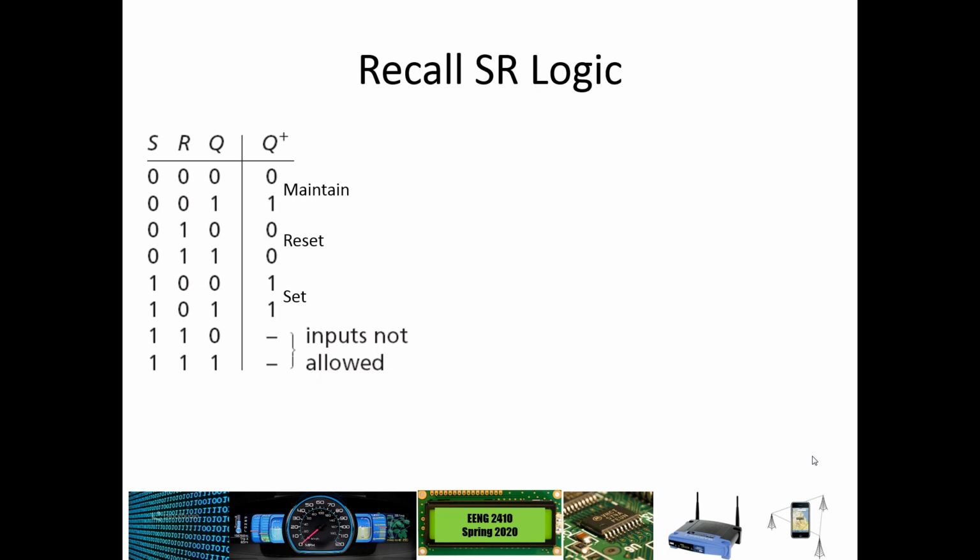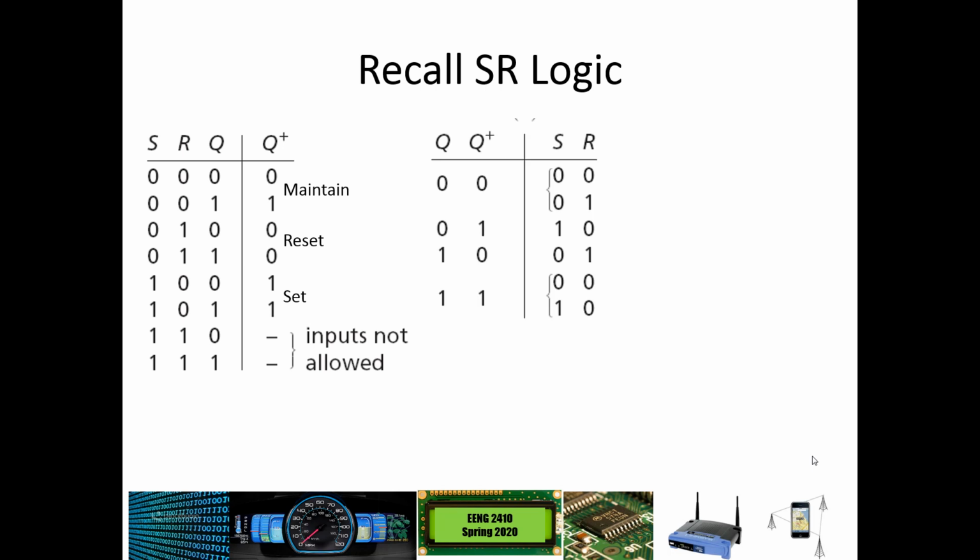Now, let's see if we can do this same thing for the SR and for the JK. So if we recall the SR logic, remember for an SR, you can have 0, 0 as your input, and that is maintaining whatever the current Q is. So Q plus will be the same as Q if S and R are zeros. And then if you put in 0, 1 for S and R, that is a reset, so the Q plus will go to 0 regardless of where Q is. And then 1, 0 is a set, and so you will go to 1 regardless of where the current Q is. And in the case of the SR, we're not allowed to use the 1, 1.